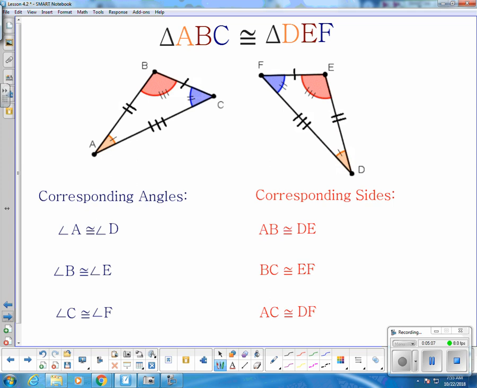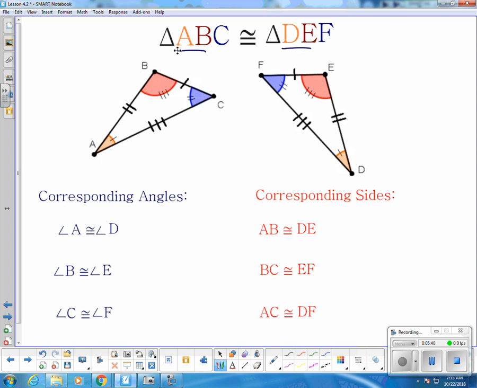So what is key when you're talking about congruent figures is the order the letters are written. So triangle ABC is congruent to triangle DEF, and notice the colors. So A corresponds to D. Those are congruent angles. B corresponds to E, and C corresponds to F. So if you're looking at not only the angles congruent, but if you're looking at side AB, it's going to be congruent to side DE.